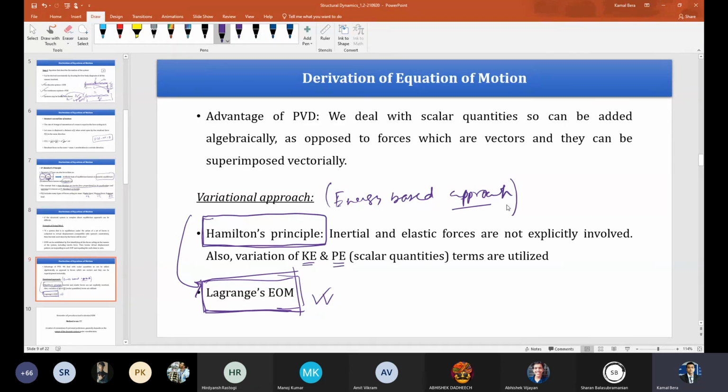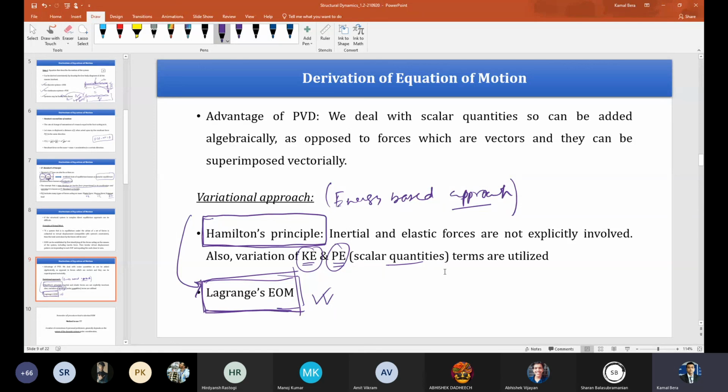The advantage of this over Newton's law or D'Alembert's principle is that there we are treating displacement and velocity, which are vector quantities, and here we are dealing with kinetic energy and potential energy, which are scalar quantities. So it can be much easier. As you intuitively understand, for a complicated system, let's say a wind turbine blade or a helicopter blade, if you want to do the dynamic analysis, writing the equation of motion using Newton's law will be quite difficult and time consuming, and there is a high chance that we will make a mistake.